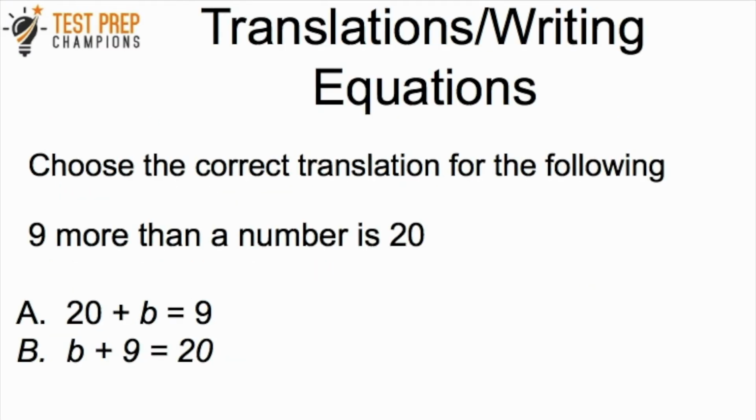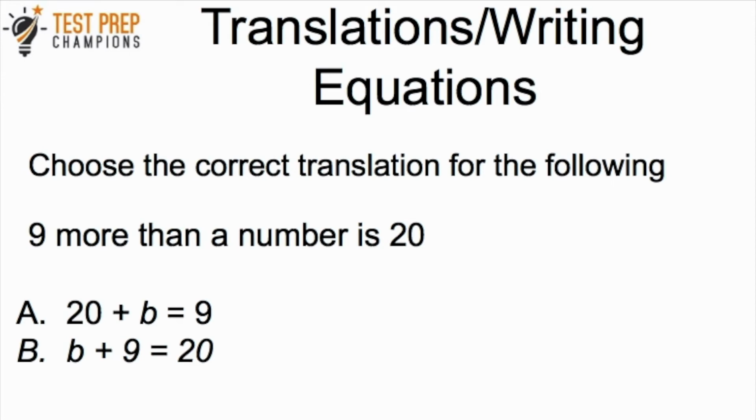Okay, so the next skill that's really important is doing translations or basically writing equations. So you need to be able to look at something like this, 9 more than a number is 20. You need to be able to translate that into an equation. So I've given you two choices, A and B. It's a multiple choice question. And I'd like you to pick the proper equation for the statement, 9 more than a number is 20. So pause the video, try that out, and then we'll go over how to do it.